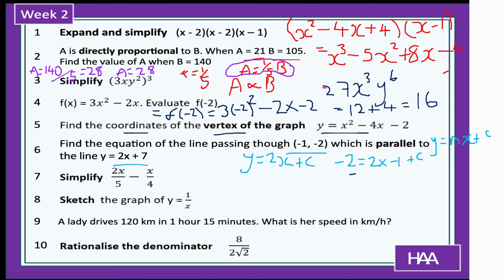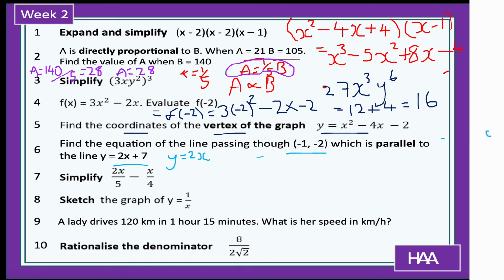Solving the equation for c, I get minus 2 is equal to minus 2 plus c. Adding 2 to both sides, I get that c is equal to 0. Minus 2 plus 2 goes to 0, that goes to 0. So c is equal to 0, so the equation of my line is just y is equal to 2x. Whenever you see the word parallel, it means the same gradient. So always remember that, guys.